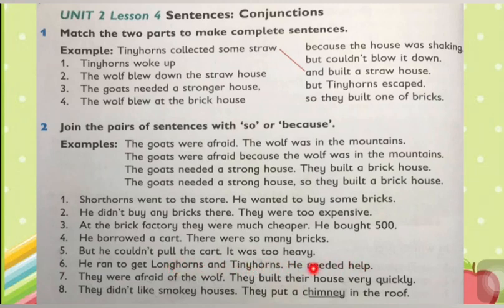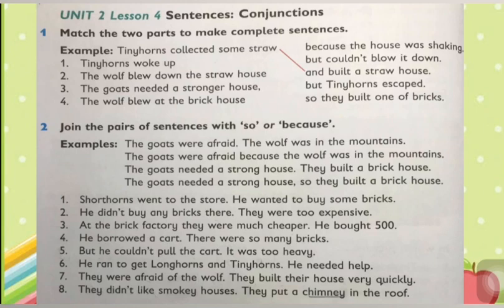See, cause or reason has already been mentioned. So we will use the conjunction because to connect this sentence. Number 7. They were afraid of the wolf. Now here a problem has been mentioned. Problem: they were afraid of the wolf. They built their house very quickly. Solution. So children, now you have to tell me which conjunction I will use here. Brilliant. So they were afraid of the wolf, so they built their house very quickly.